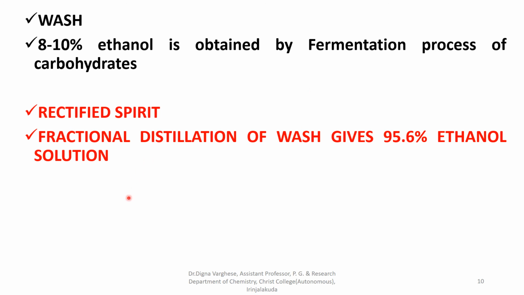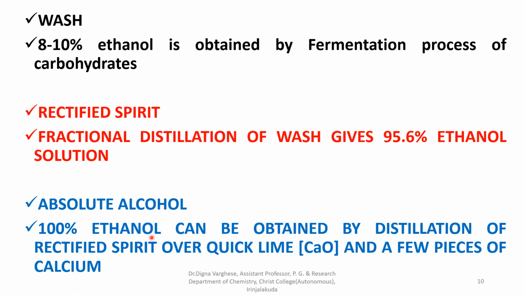The third term is absolute alcohol. 100% ethanol can be obtained by the distillation of rectified spirit over quicklime, that is calcium oxide, and a few pieces of calcium. Okay, absolute alcohol is 100% ethanol obtained from the rectified spirit by distillation over quicklime and a few pieces of calcium.